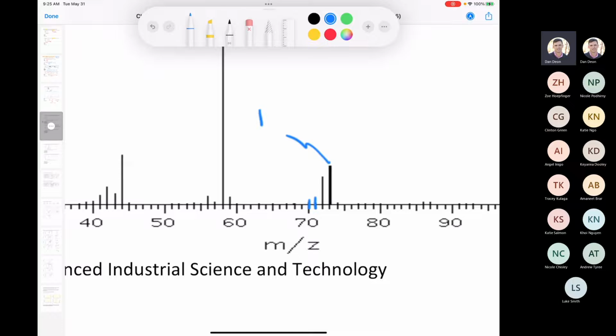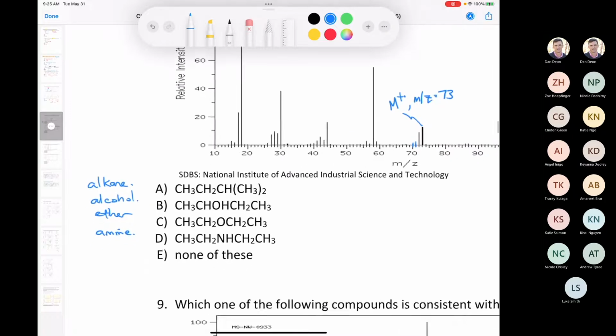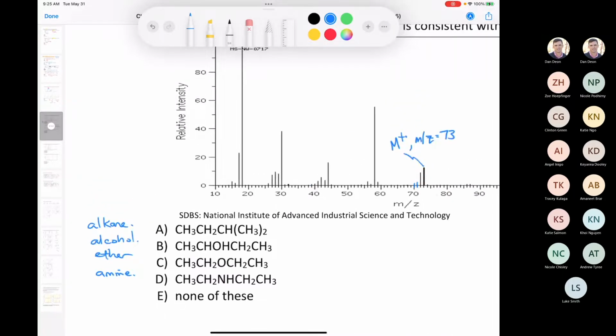But the idea is that I wanted you to understand that the molecular ion has a mass over charge that's equal to 73. So if the molecular ion has a mass over charge that's 73, could anybody tell me which one of these compounds it must be? If the mass over charge is 73, there's only one possibility.